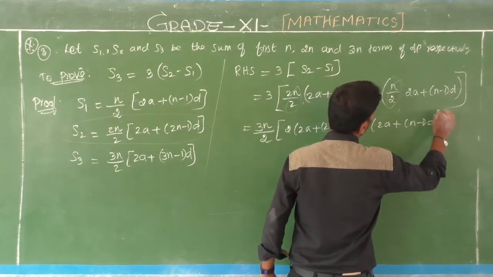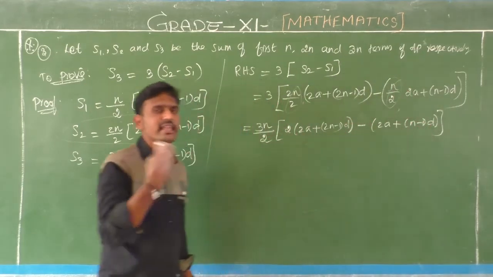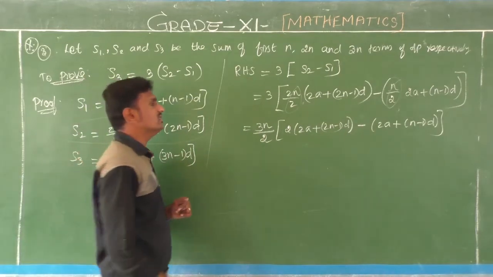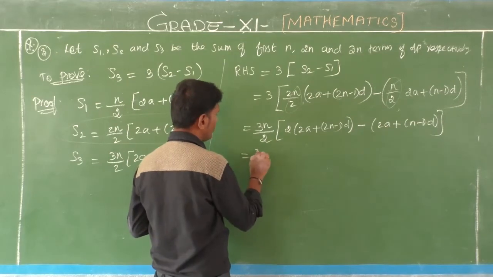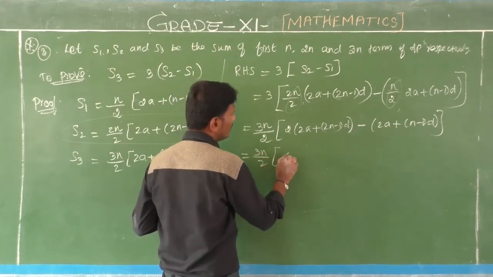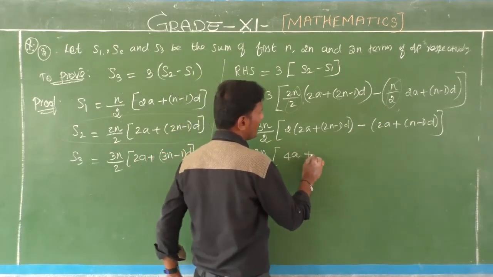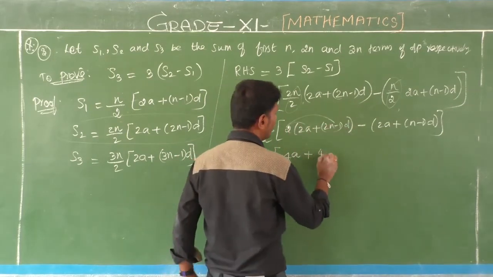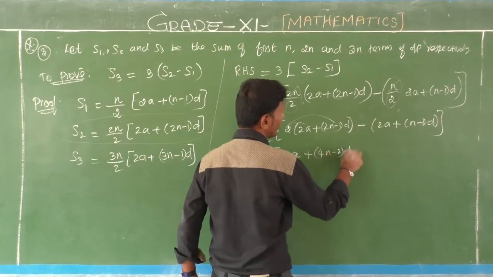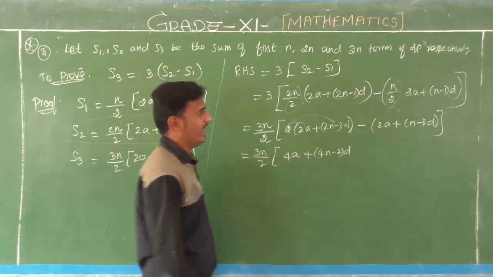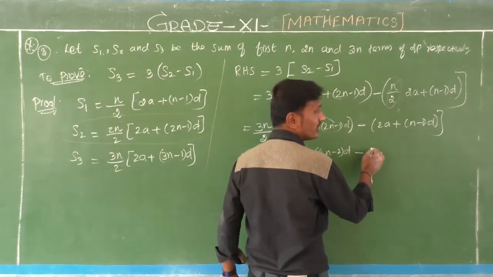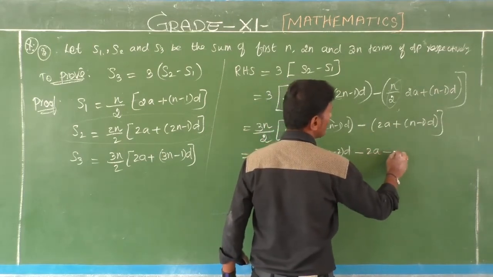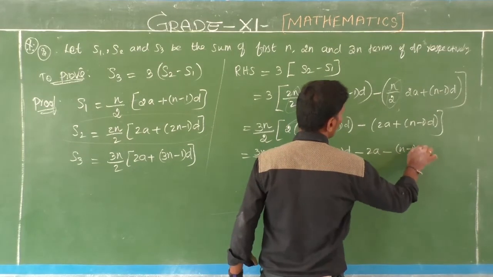Why? Because you don't have any terms in the second one. Yes. Now the 2, I am going to multiply inside the bracket to get 3n by 2 into 2 2s are 4a, plus this 2, I am going to multiply that also. So 4n minus 2 into d. Yes, student. Okay. And I cancel the terms of the bracket of the second one, that is minus 2a minus n minus 1 into d.